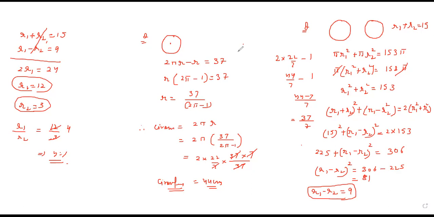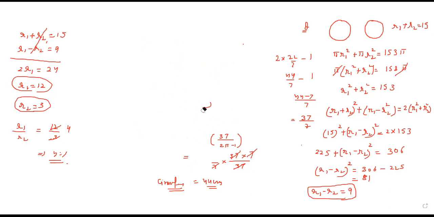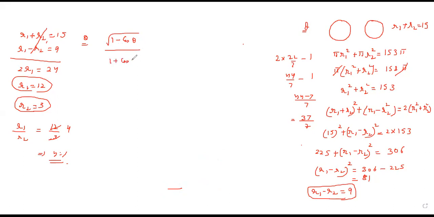Sir, I have a problem. Whole root 1 minus cos theta upon 1 plus cos theta, whole root. Just a minute. Let me clear it because I don't have space on screen.